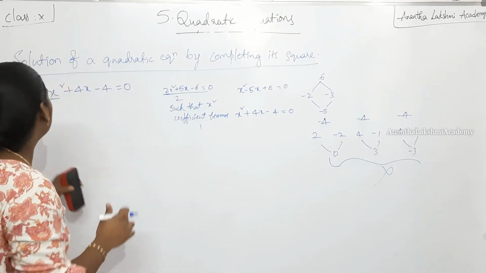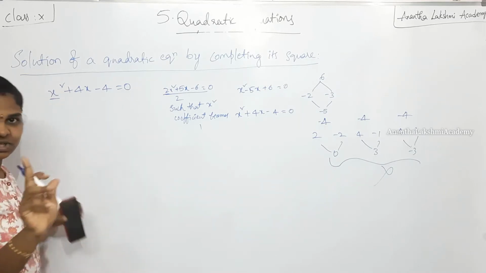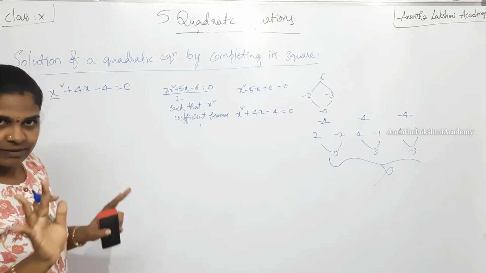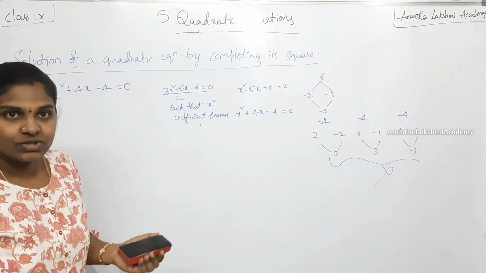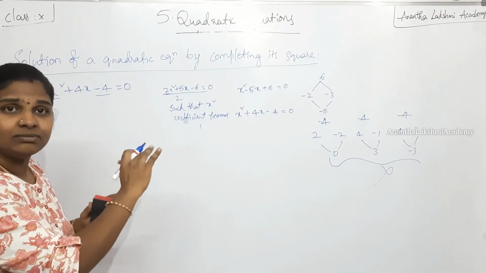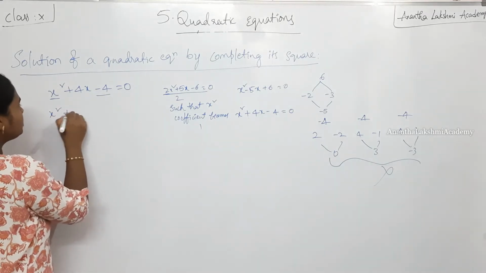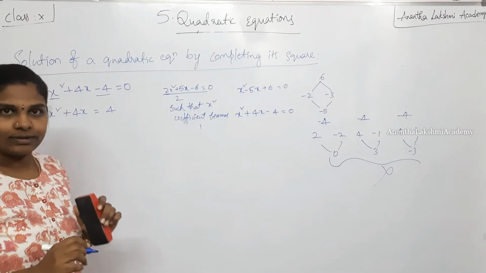Alright, so what are we going to do? x square plus 4x minus 4. Here the coefficient is already 1, so we are not doing any division. Now the next step is to move this constant term to the other side, which is nothing but the RHS. Then the equation turns into x square plus 4x is equal to 4.